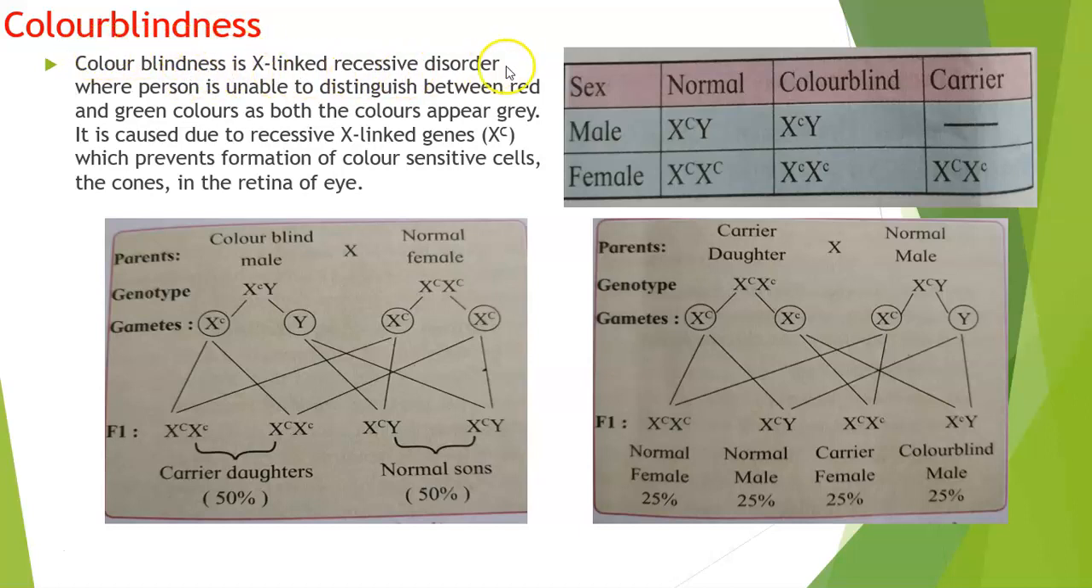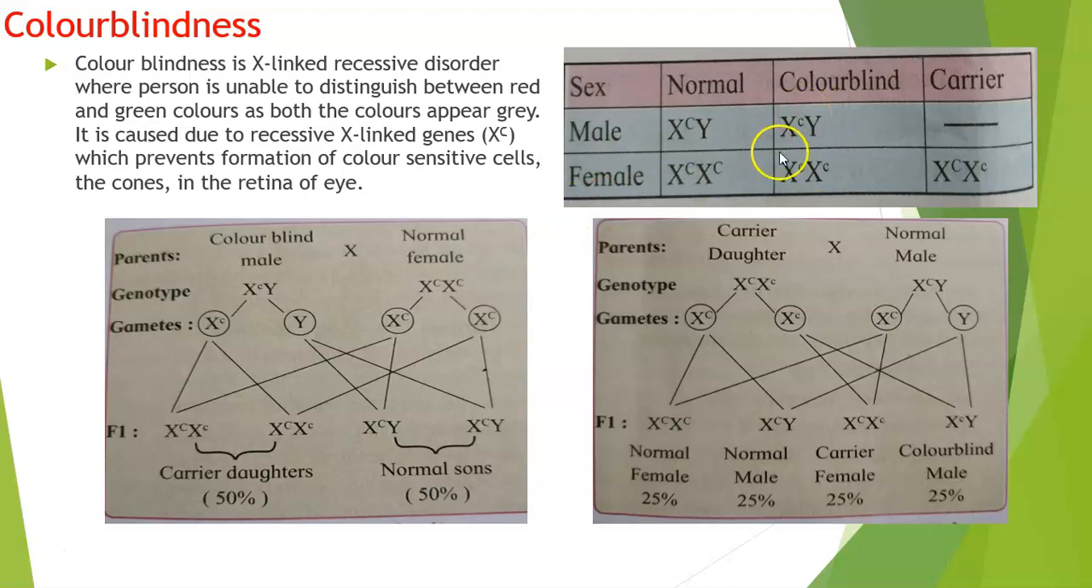It is an X-linked recessive disorder where a person is unable to distinguish between red and green colors as both the colors appear gray. It is caused due to a recessive X-linked gene, capital X, small c, which prevents formation of color-sensitive cells, the cones in the retina of our eye. The genotype of the male and the female individuals can be represented as shown in the figure here.